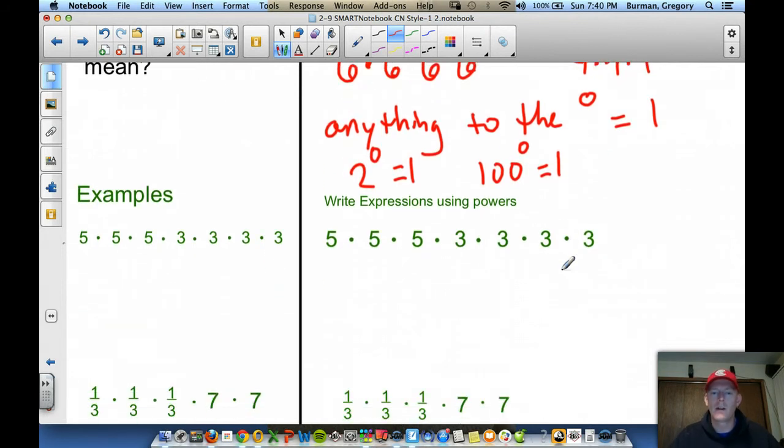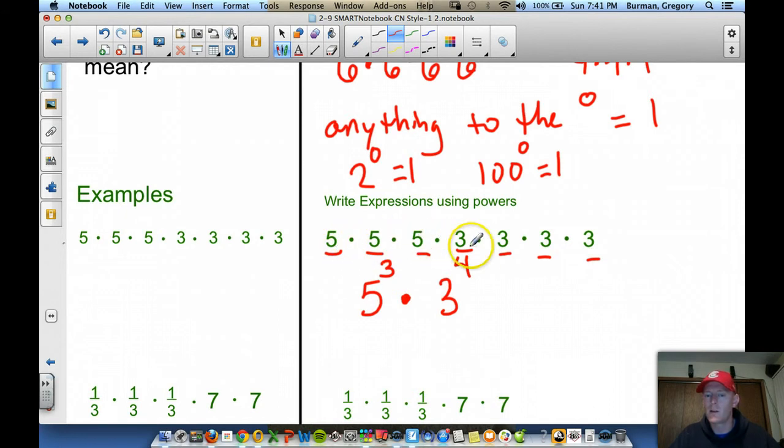So an example for us is to change this long expression into exponential form. So I have 1, 2, 3 5s, which means it's 5 to the third power. I have 1, 2, 3, 4 3s, which means it's 3 to the fourth power. Now notice that I have a multiplication sign in between them, because if we multiply these numbers all together, we're going to have to multiply my common bases to the exponent together as well.